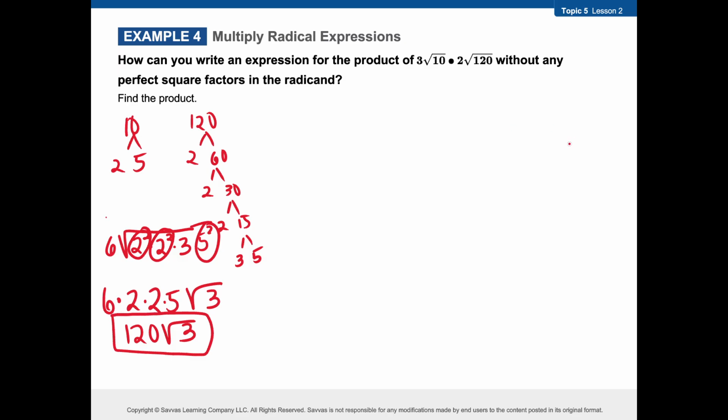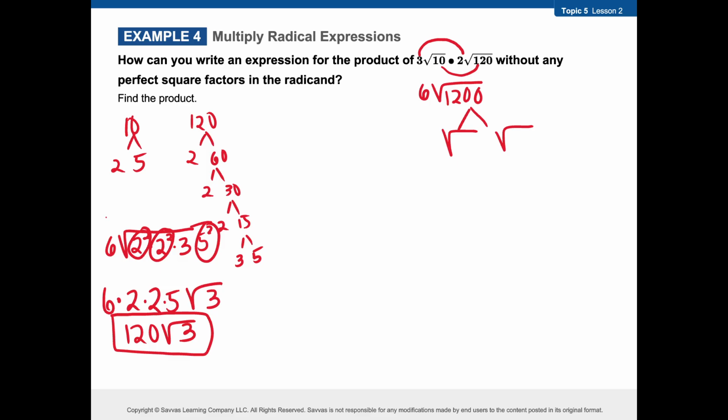The square root, you can also do outside number multiply with outside number. That is a 6. Inside with inside, 10 times 120 is 1,200. And then you can try finding what perfect square is the biggest that can go into 1,200.